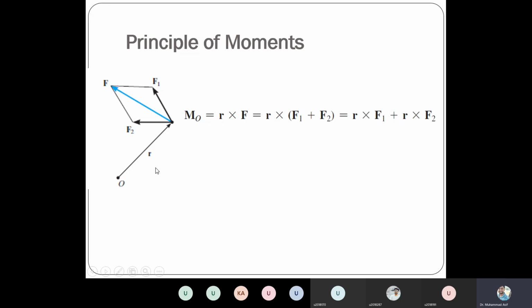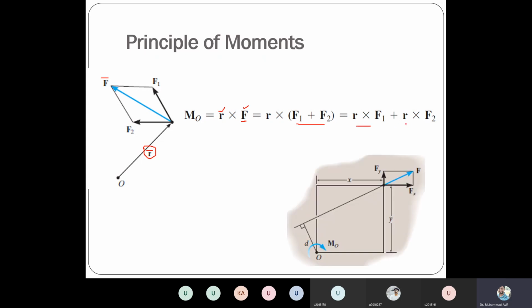In terms of three dimensions, basically we need both the force in vector form as well as the moment arm as a vector, whereas this moment arm will be calculated in terms of the position vector. So you can see that this is R cross F, the cross product. This is the position vector, this is the resultant force vector, which is basically the sum of F1 and F2, and if we separate that, that will be R cross F1 plus R cross F2.